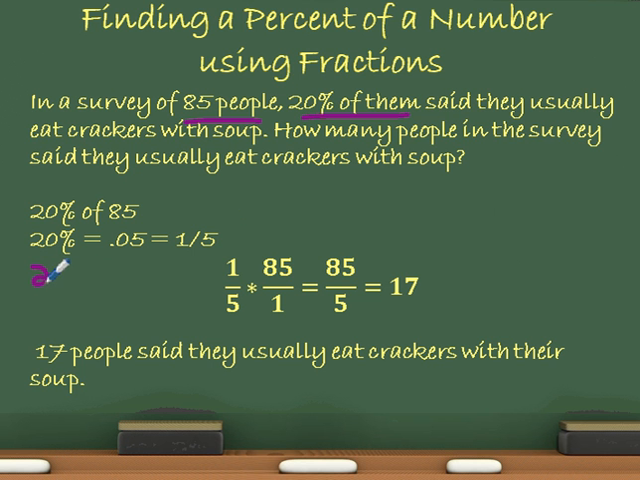Remember, if I have 20 over 100, I can simplify that, and then I would get 2 over 10, or 1/5. So I'm going to take 1/5 times the 85 people, and I'm going to get 85 over 5. When I simplify, I get 17 people said they usually eat crackers with their soup. Go ahead and take a moment to pause so that you can capture the notes in the practice as I clean up and get ready for the next slide.